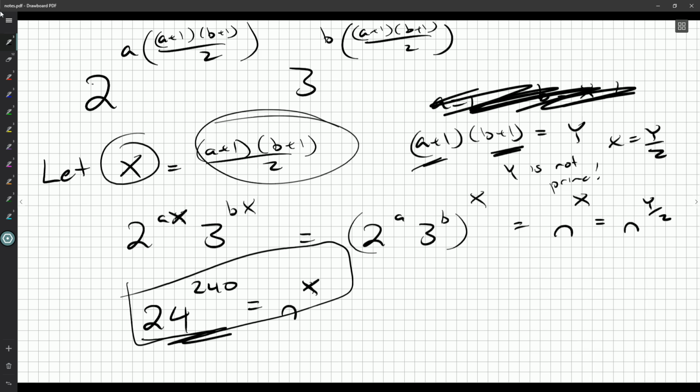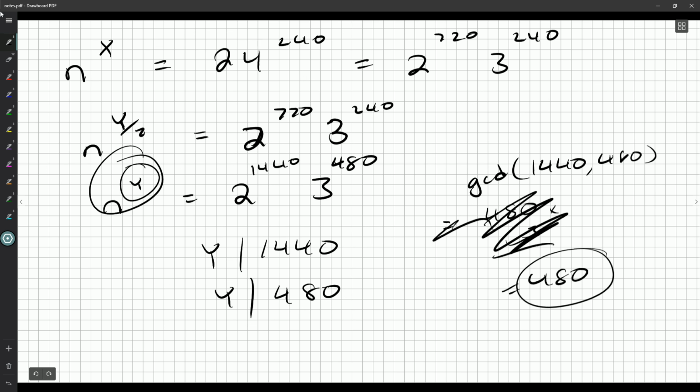Okay, because if it was prime, then one of these has to just be 1, and so a would be 0 or b would be 0, but then, as I've already said, you wouldn't get the powers of 2 and 3 that you need. Okay.